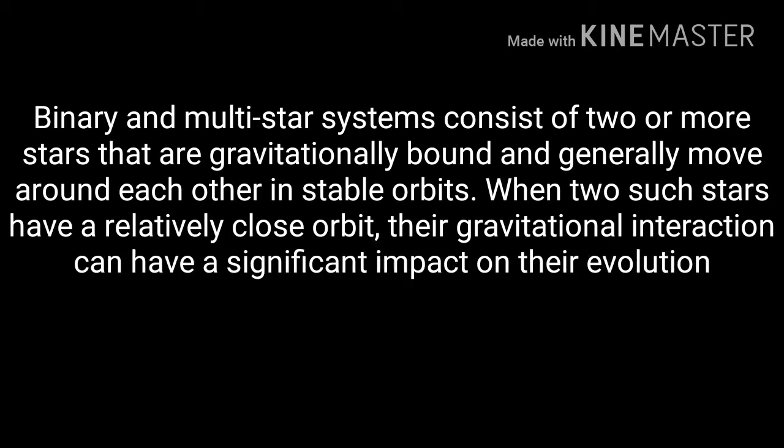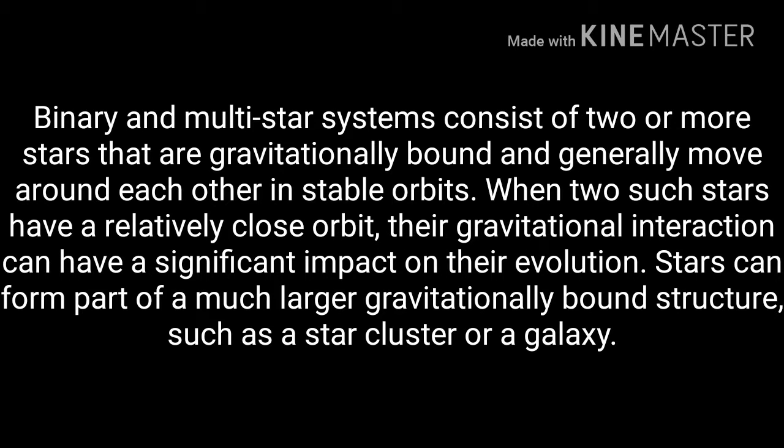Binary and multi-star systems consist of two or more stars that are gravitationally bound and generally move around each other in stable orbits. When two such stars have a relatively close orbit, their gravitational interaction can have a significant impact on their evolution. Stars can form part of a much larger, gravitationally bound structure, such as a star cluster or a galaxy.